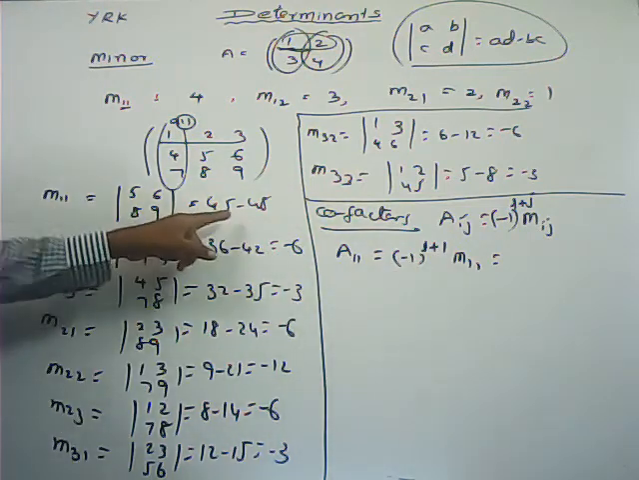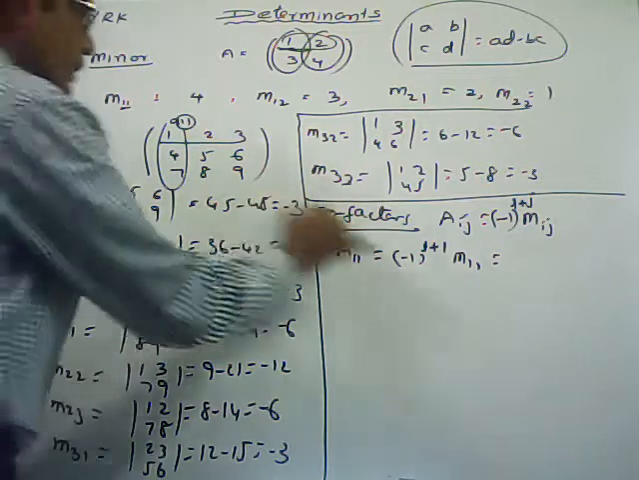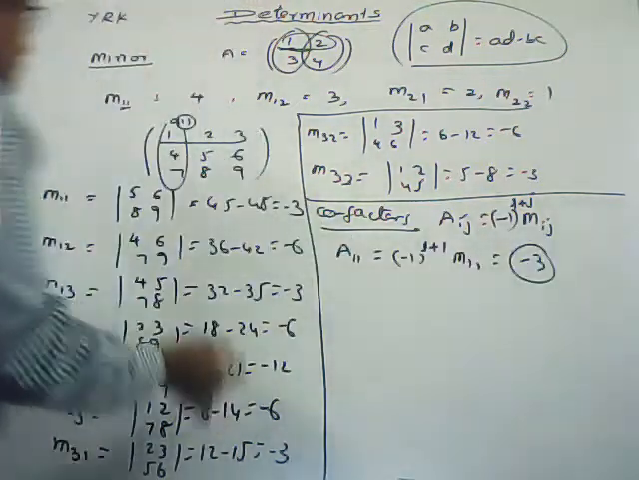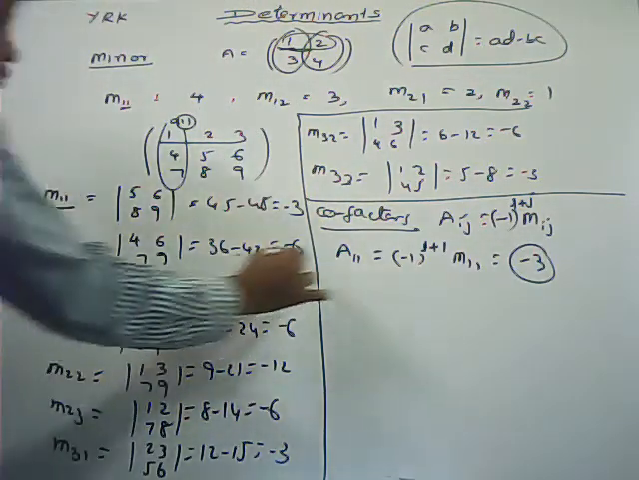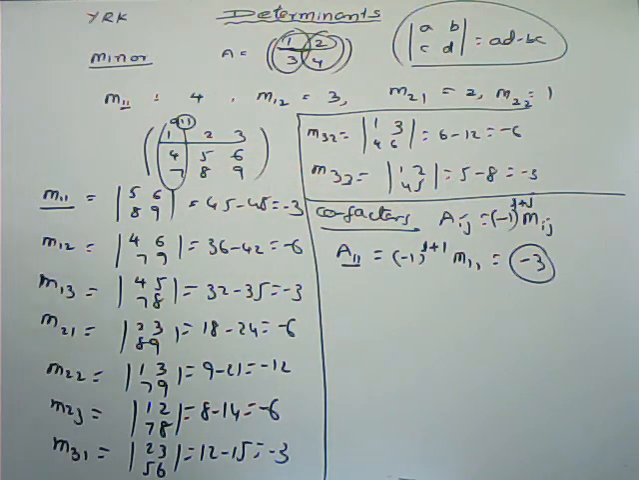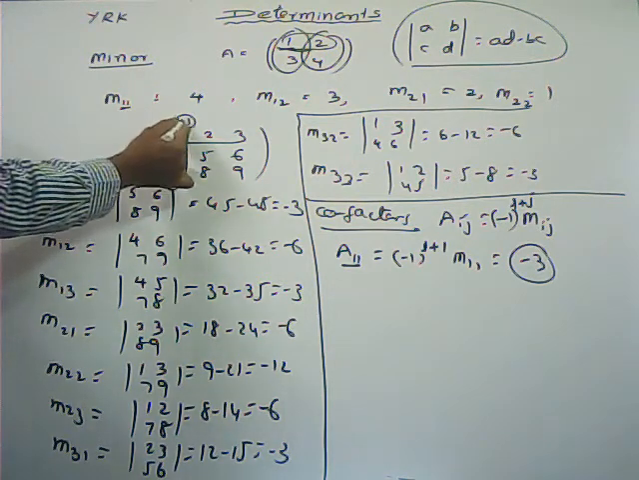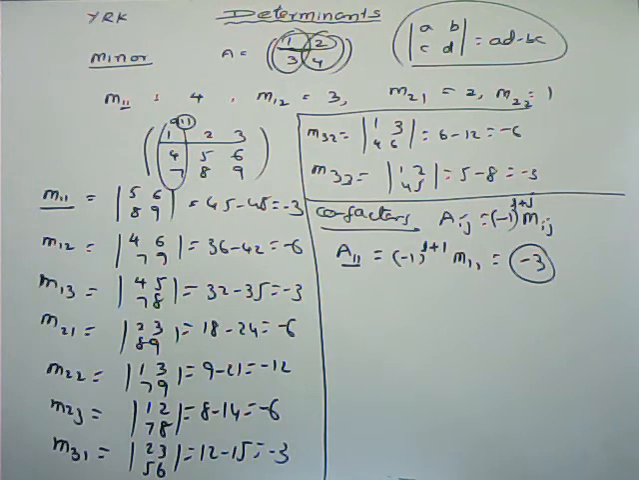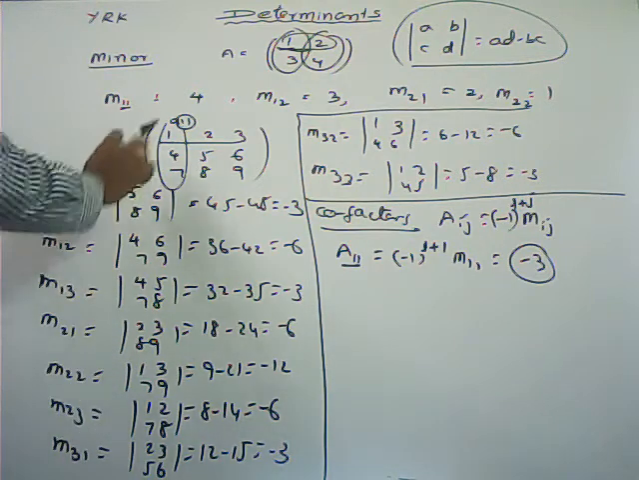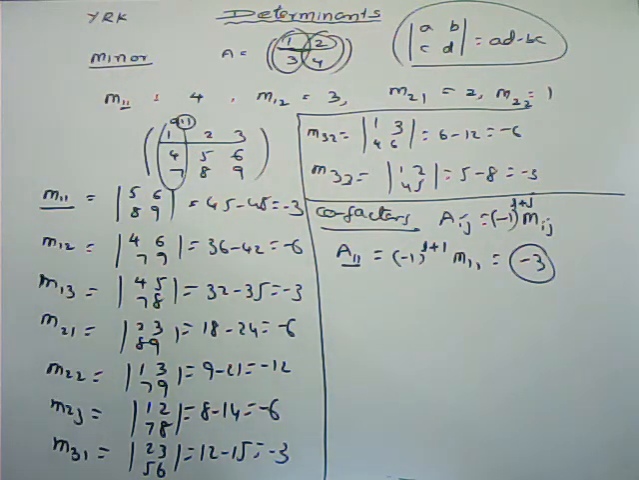What is M11? Here we got minus 3. So for the first row first column element, there is no difference between the minor and cofactor. Why? Because it is in an even position. In Aij, the suffix always represents the position of the element only. This is the first row first column element. If it is in an even position, there is no difference between minor and cofactor.